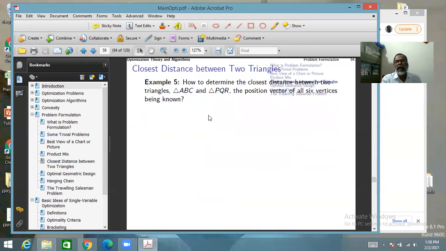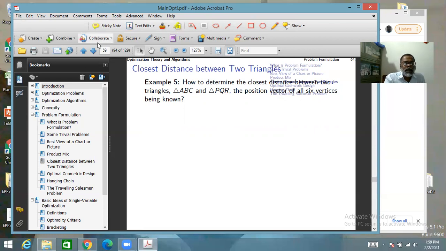Now, a geometry problem. How to determine the closest distance between two triangles ABC and PQR? The positions of all the six vertices A, B, C, P, Q, R are known. So if you take one point from triangle ABC, another point from triangle PQR, then you can evaluate their distance. Now, how to select a point there and a point here so that this distance is minimum? If the triangles intersect, then that minimum will be 0 actually, but in general they may not. In space, you can place two triangles which don't intersect.